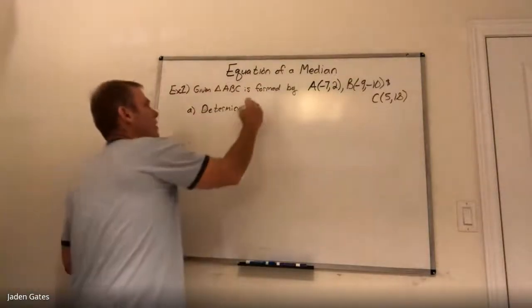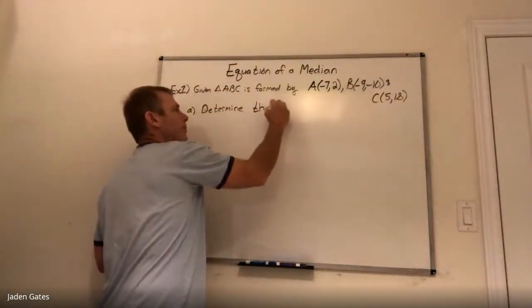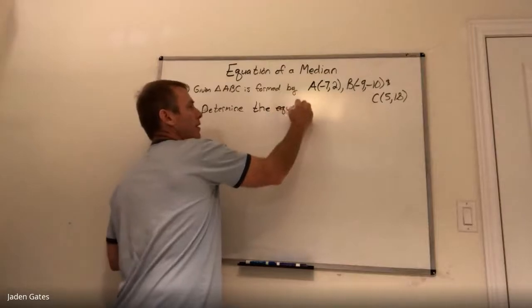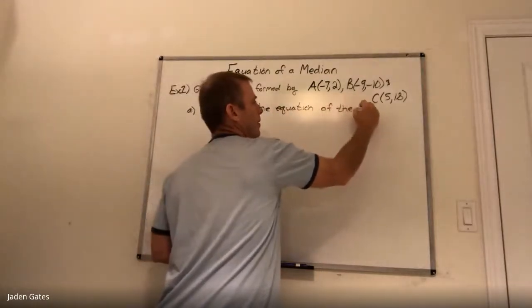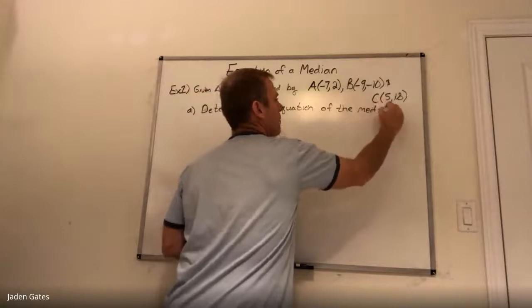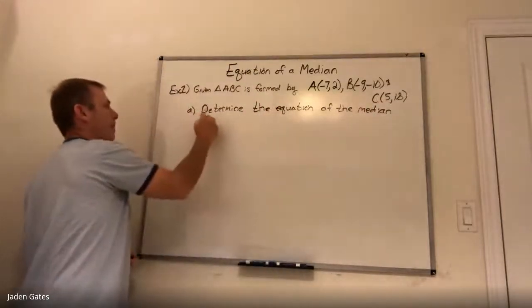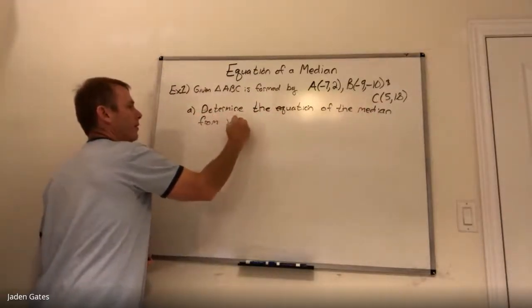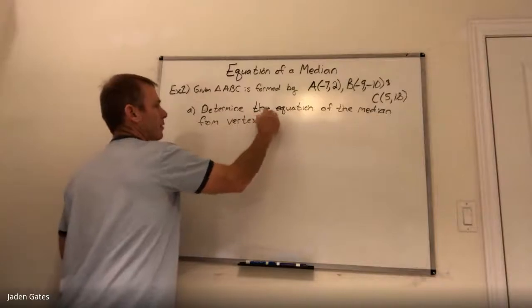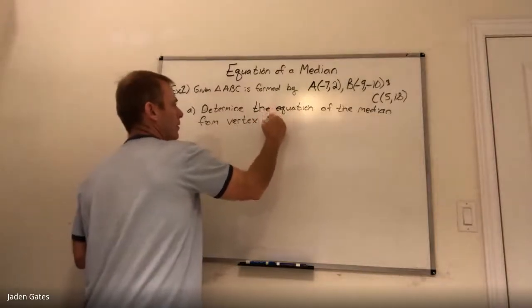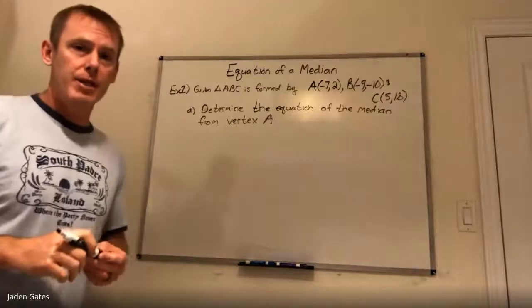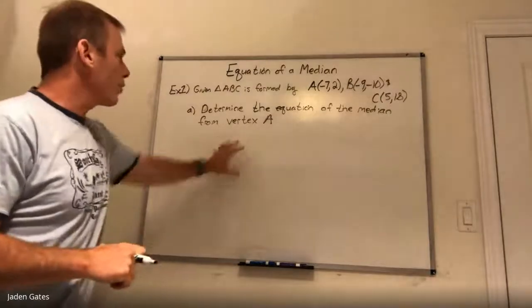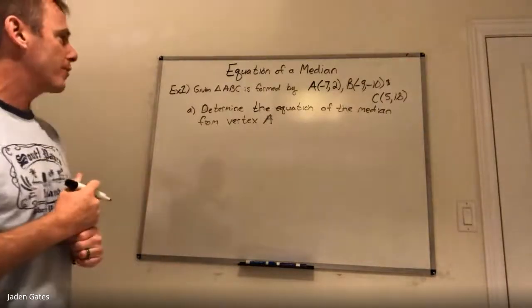I'm going to determine the equation of the median from vertex A. All right, so we determined the length, the slope, we determined a lot of things about the median last unit. But now we're going to look at going back and looking at the equation of the median.